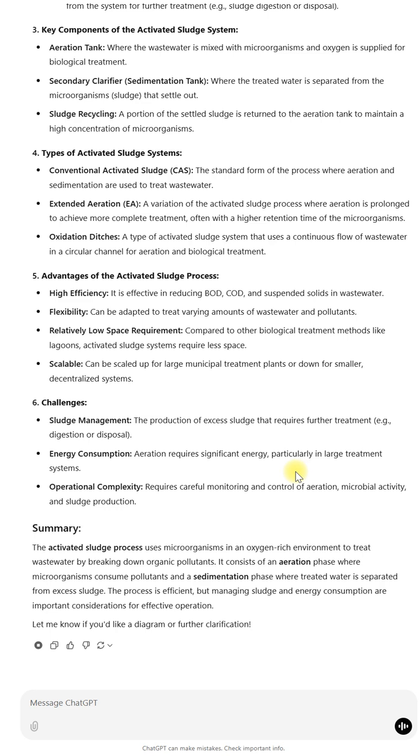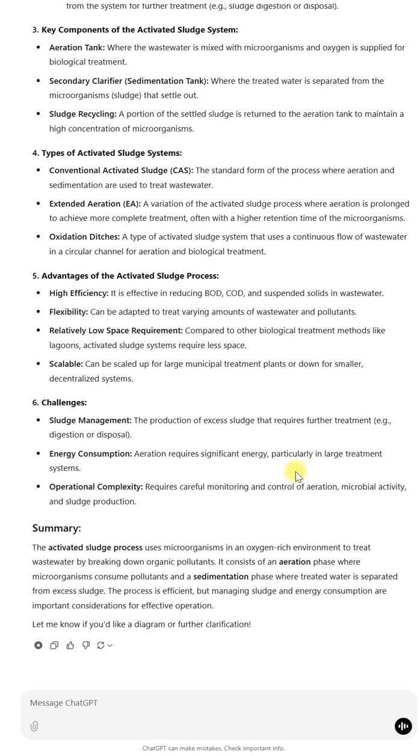Advantages of the activated sludge process. High efficiency. It is effective in reducing BOD, COD, and suspended solids in wastewater. Flexibility. Can be adapted to treat varying amounts of wastewater and pollutants. Relatively low space requirement. Compared to other biological treatment methods like lagoons, activated sludge systems require less space. Scalable. Can be scaled up for large municipal treatment plants or down for smaller decentralized systems.